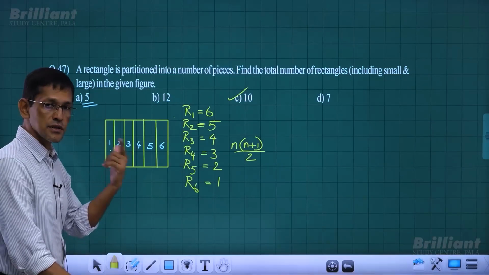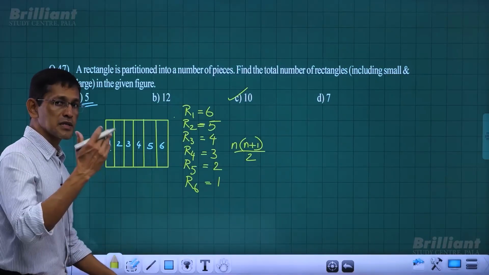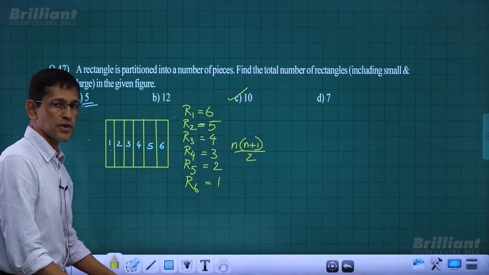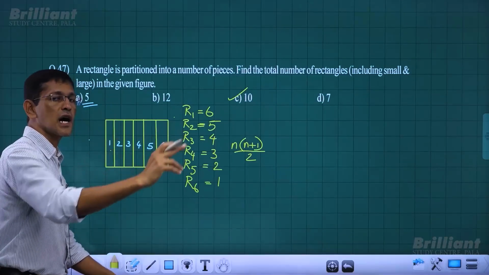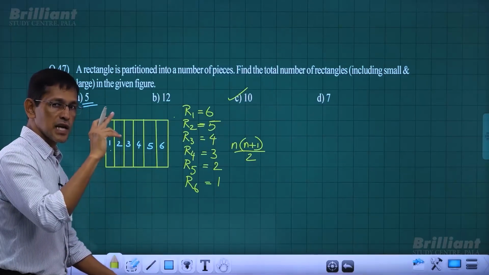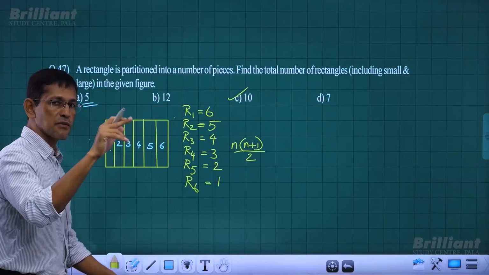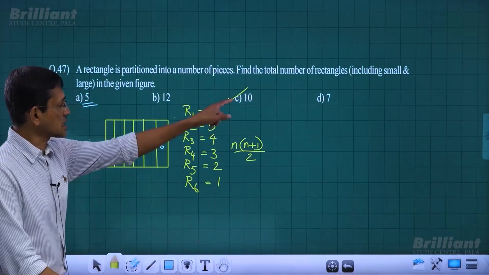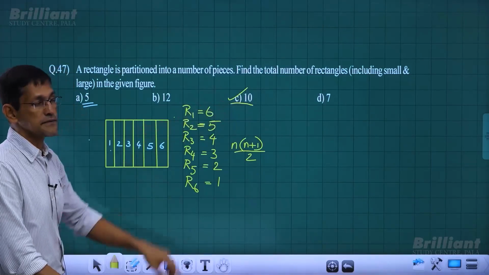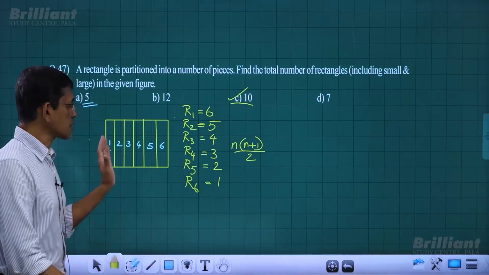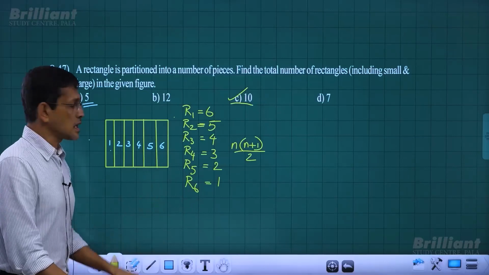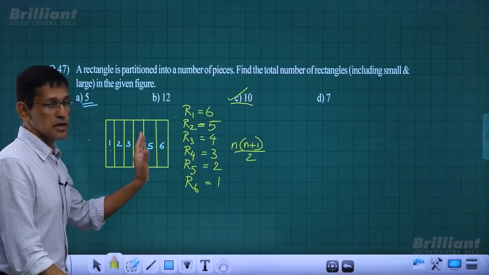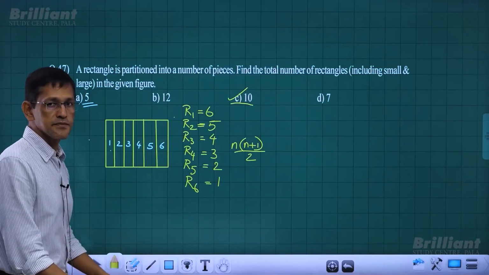And in the previous question, you apply the formula. How many pieces were there? 4 pieces, right? So n is equal to 4. 4 into 5, n plus 1 is 5. 4 into 5 by 2, 10. That was the answer we got for the previous question, 10. So it is possible to apply that shortcut method if the question is exactly similar to what we have seen here.